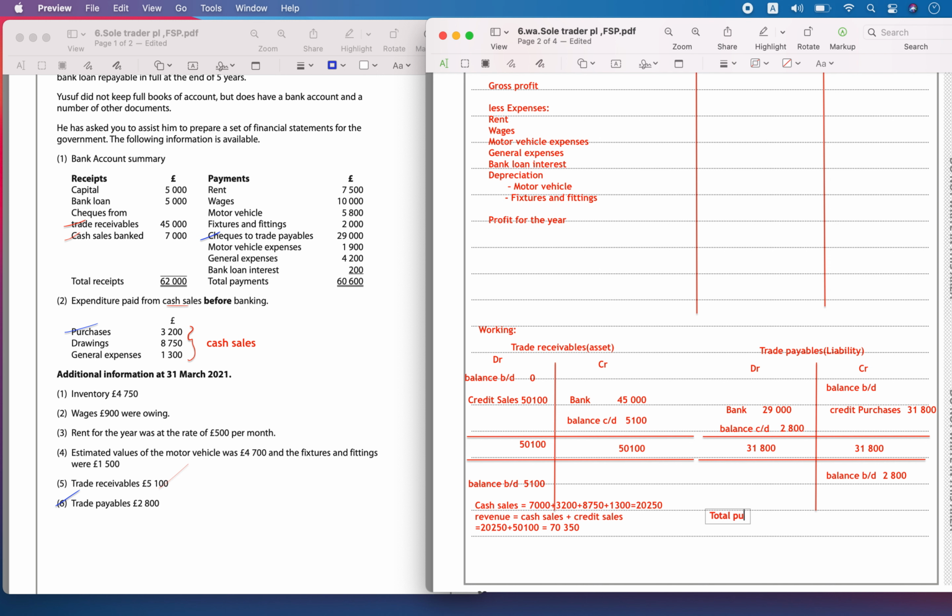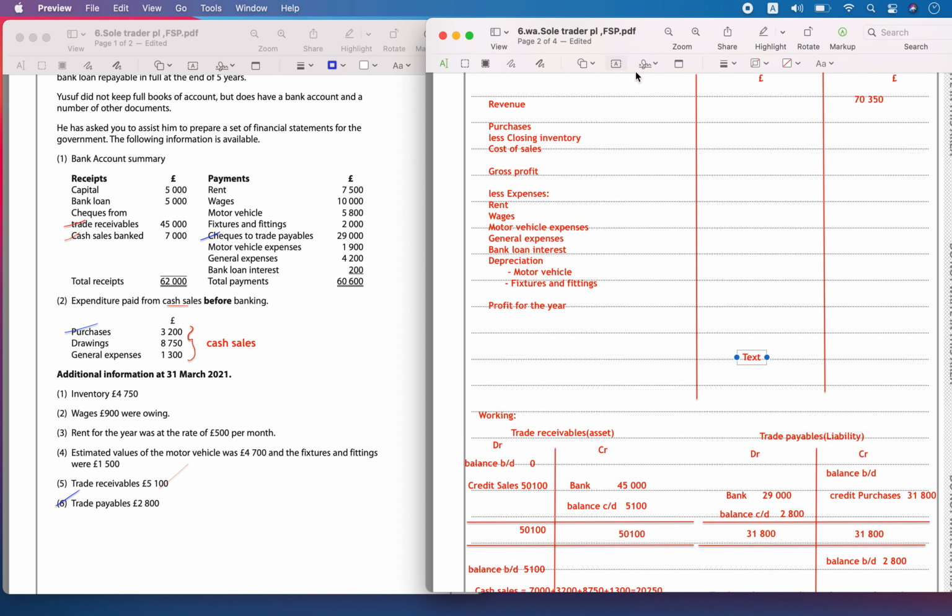Now the total purchases is always equal to credit purchases plus cash purchases. So that is equal to credit purchases, okay, were around 31,800 plus the cash purchases were around 3,200. So that is equal to, so it is around 35,000. Now let's write for the purchases. It is 35,000.